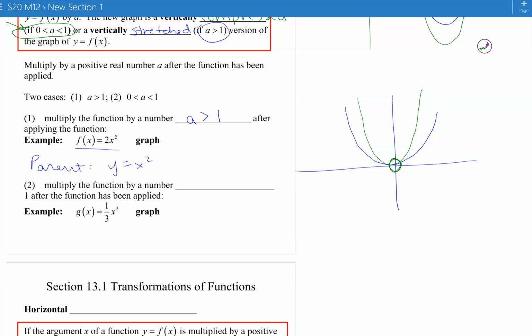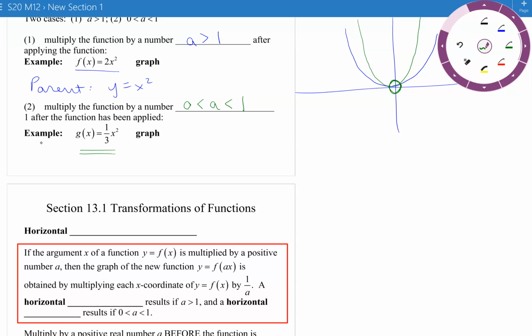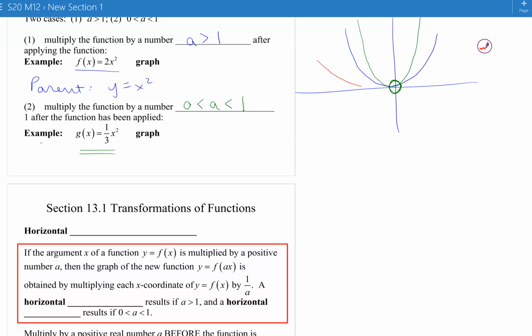Okay, so then if you multiply the function by a number between 0 and 1 after the function has been applied, that would look like this example. And let's do this one in red. And so each y value is a third as large as it was. So it has the effect of vertically smushing the graph, or compressing is the formal word, where somebody sat on it and squashed it down.